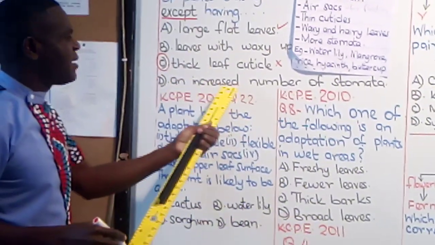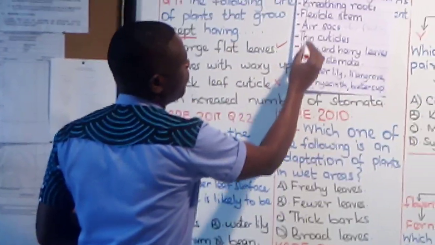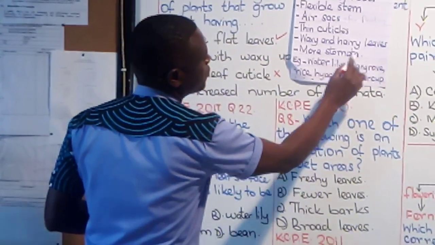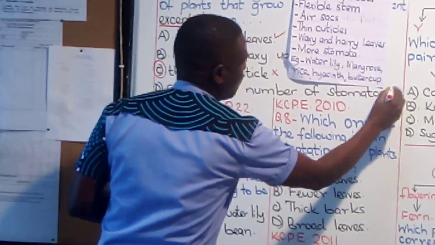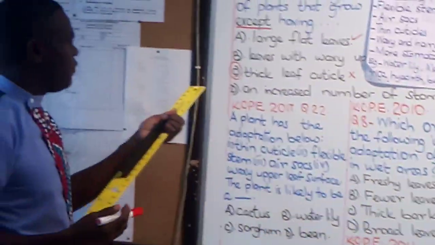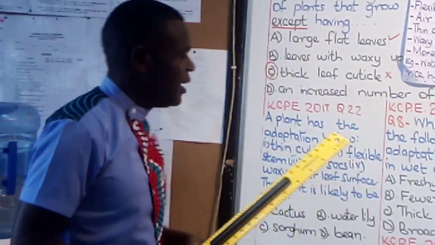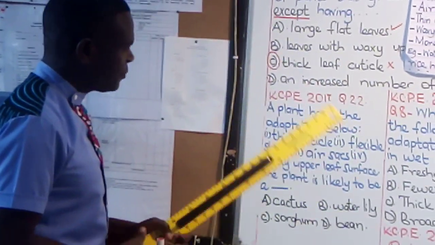Then an increased number of stomata. We are told here that we've got to have more stomata. So this is a plant growing in wet areas. And the option is obvious, that is C. The option is obviously C, the right option.